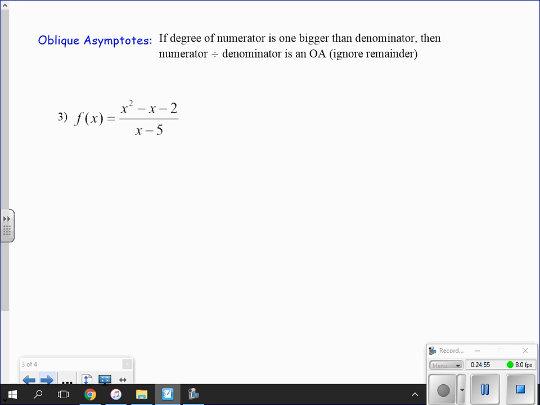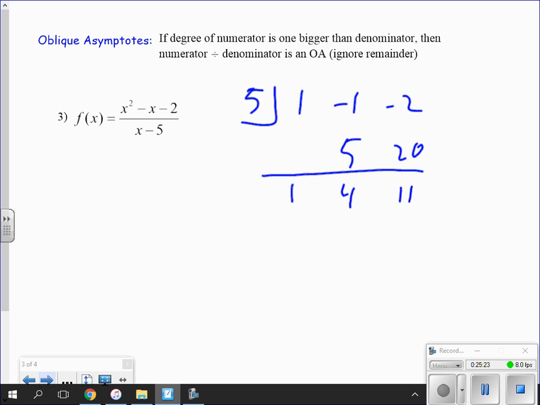Okay? So, we need to divide this. Synthetic division works really nice on this one. So I have 5, and I have 1, negative 1, negative 2. Bring down the 1. That is a 5. So I get 5 and 4, and then 20 and 18. However, my remainder is irrelevant for what I'm doing.